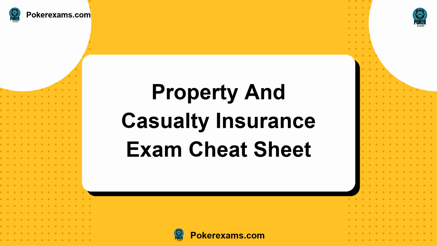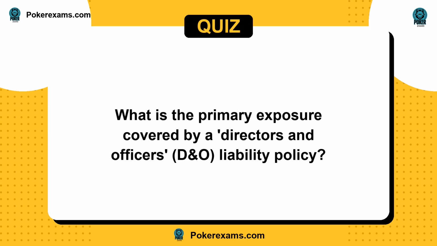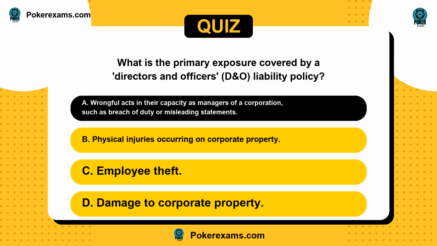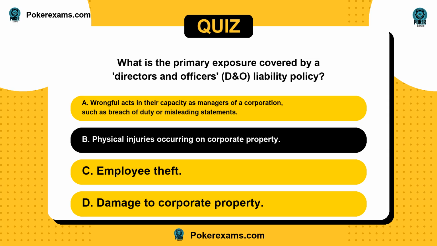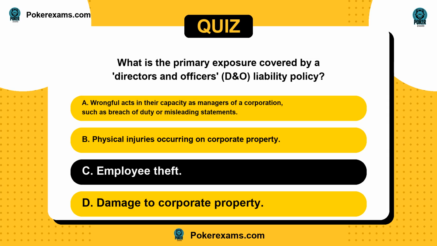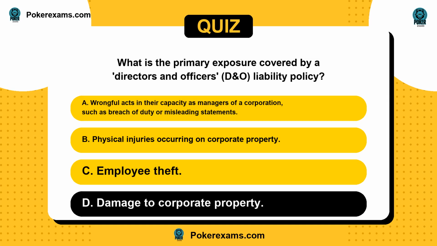Welcome to the quiz. What is the primary exposure covered by a directors and officers (D&O) liability policy? Is it A, wrongful acts in their capacity as managers of a corporation, such as breach of duty or misleading statements? Or B, physical injuries occurring on corporate property? C, employee theft? Or D, damage to corporate property?